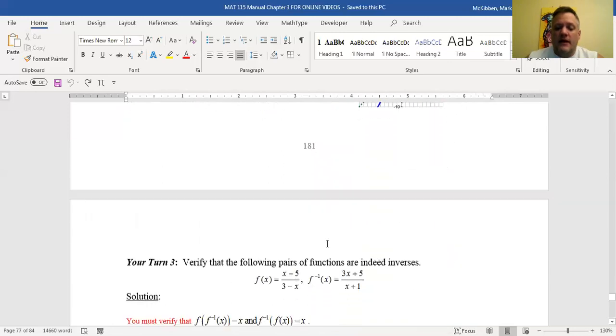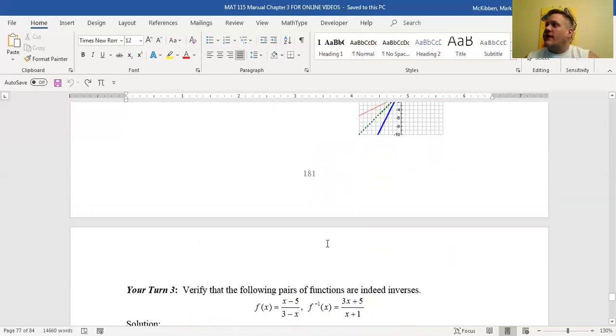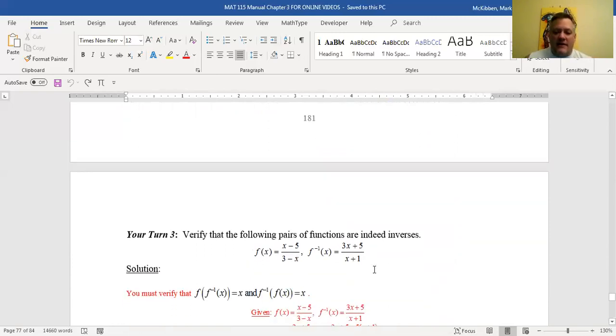All right. And then for this one, we're not graphing, right? This one we're not graphing, but we're actually verifying.